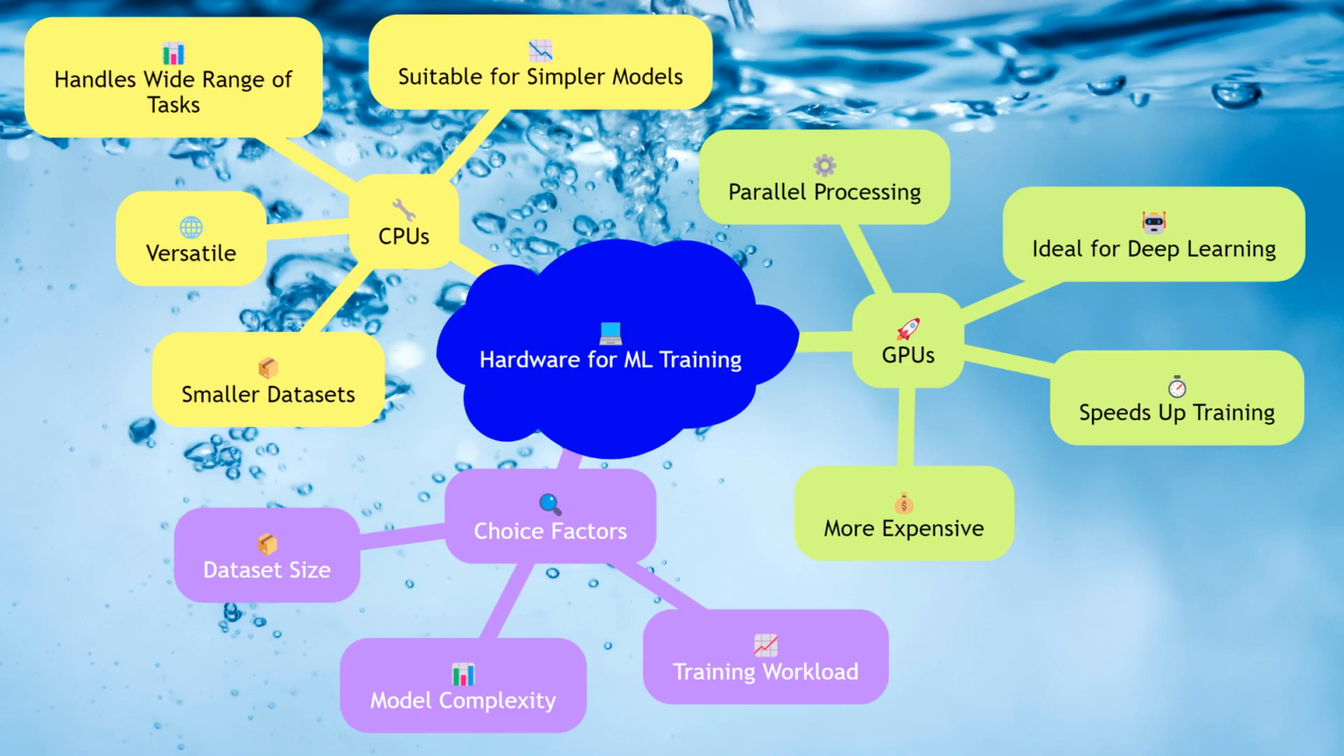Central processing units, CPUs, and graphics processing units, GPUs, are the primary hardware options for ML training. CPUs are versatile and can handle a wide range of tasks, making them suitable for simpler models and smaller datasets. GPUs, on the other hand, are designed for parallel processing, making them ideal for deep learning models and large datasets. GPUs can significantly speed up training times but are generally more expensive. The choice between CPU and GPU depends on the specific requirements of your training workload.